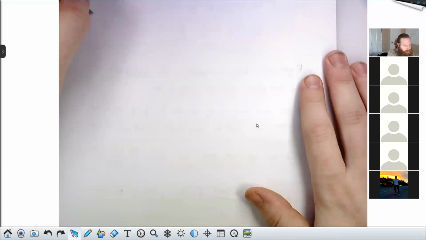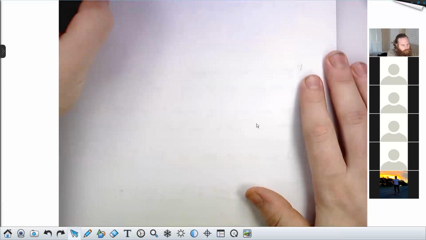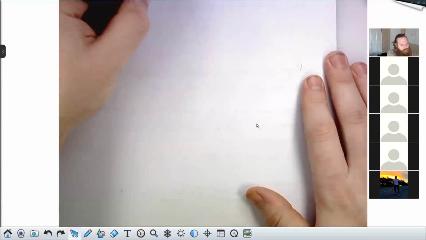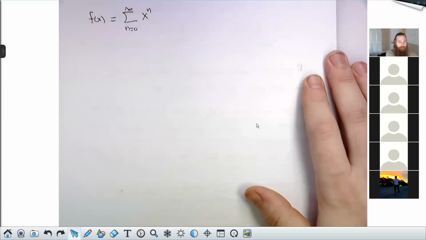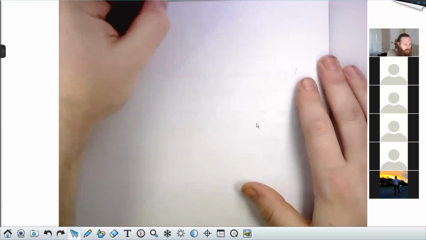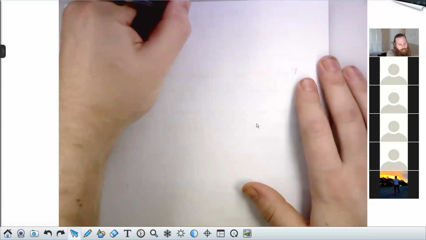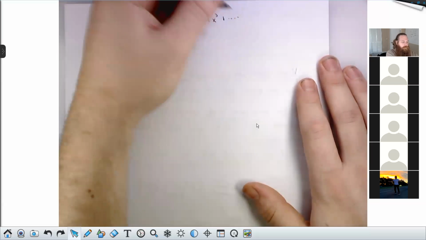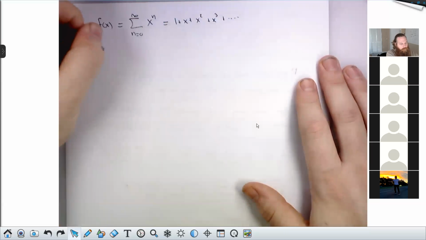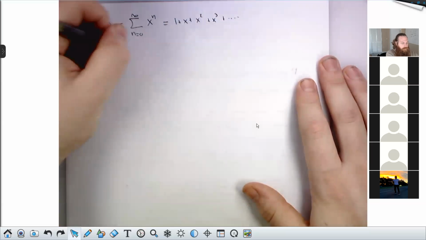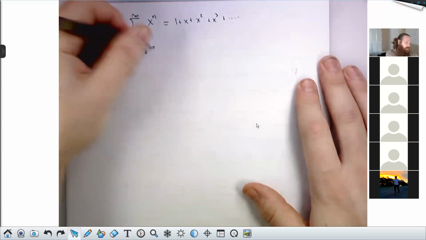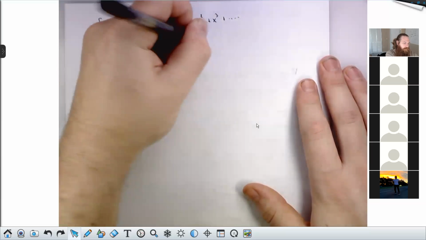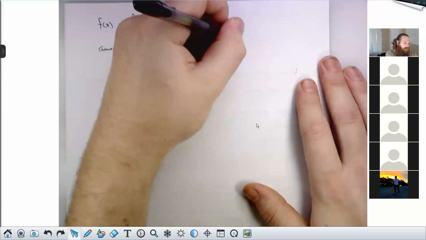So our very first example, f of x was sigma n from 0 to infinity x to the n. This is definitely a geometric series. It's the series 1 plus x plus x squared plus x cubed and so on. And it converges as long as the absolute value of x is less than 1. That is, -1 is less than x is less than 1.